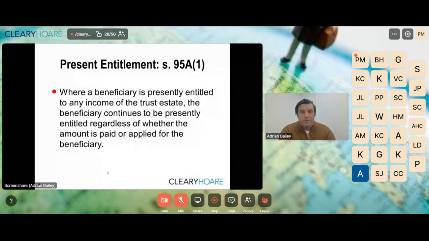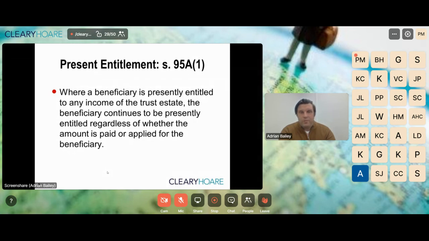I guess the other area that needs to be covered is section 95A1, or the other scenario where we make somebody presently entitled and then we actually pay them the cash or we apply it for their benefit. And the question then, within the legislation, is are we still presently entitled for the purposes of section 97? The short answer is yes, due to the effect of 95A1, which says that if we make a beneficiary presently entitled, that beneficiary remains presently entitled regardless of whether we've actually paid them the cash or not for tax purposes and for the purposes of section 97.